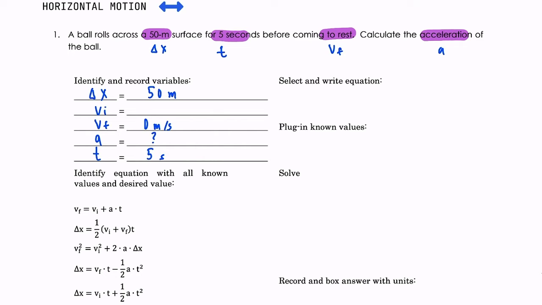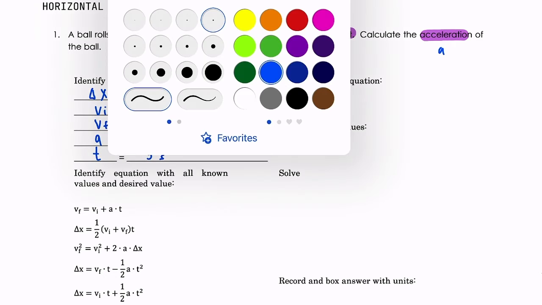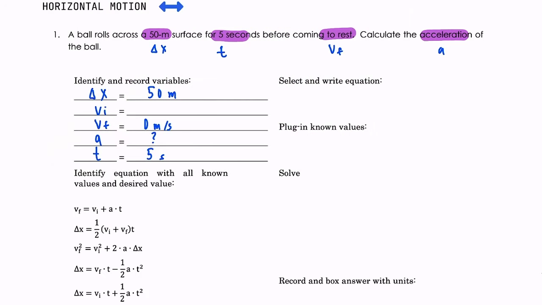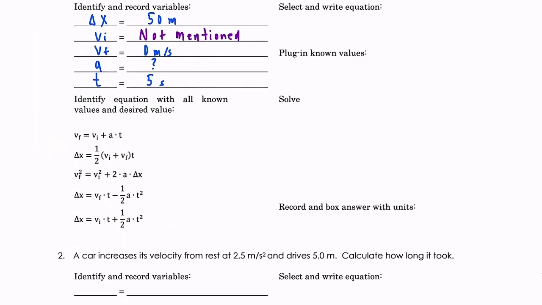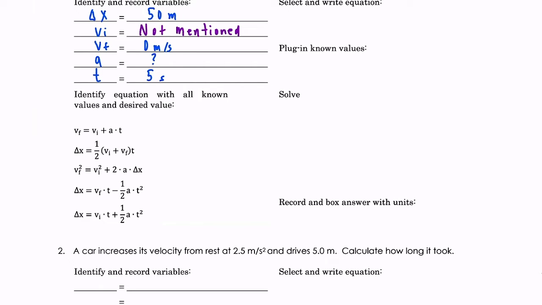There is one variable that is not mentioned, and the fact that it's not mentioned is important. We're going to use that to help us determine which equation we want to use to solve. The equation we want to use should contain delta x, vf, a, and t, and it should only contain those variables. If we had an equation that also contained vi, then we would end up with 2 unknowns.